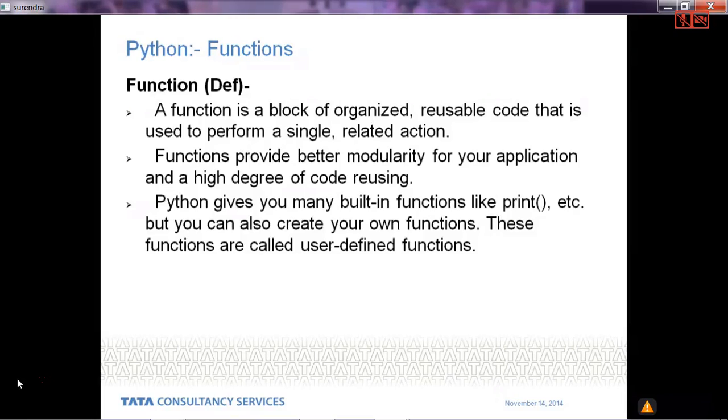So we are dividing a large application into groups of blocks, and we give a name to each block. That is called a function. Whenever I need to use it one more time, say I sent to one person and want to send to one more person in my contact list, again I will use the same send function. So what I'm doing is reusing the existing functionality, reusing the existing code that is used to perform a single or related action. Understanding, everyone?